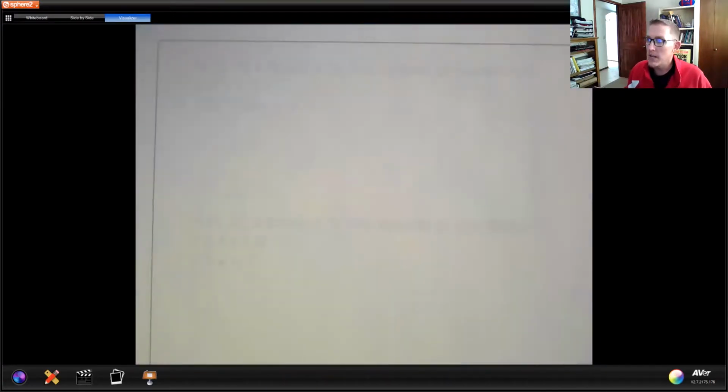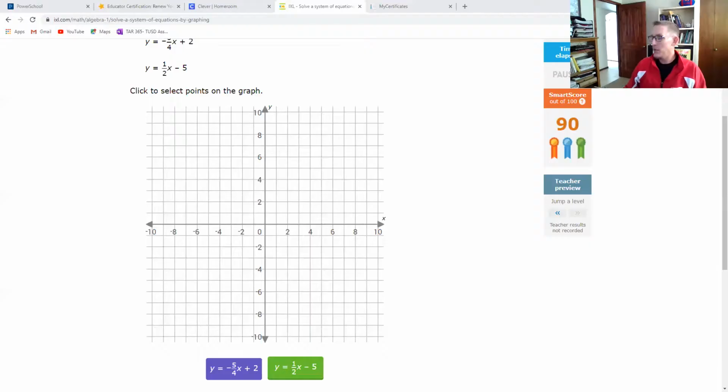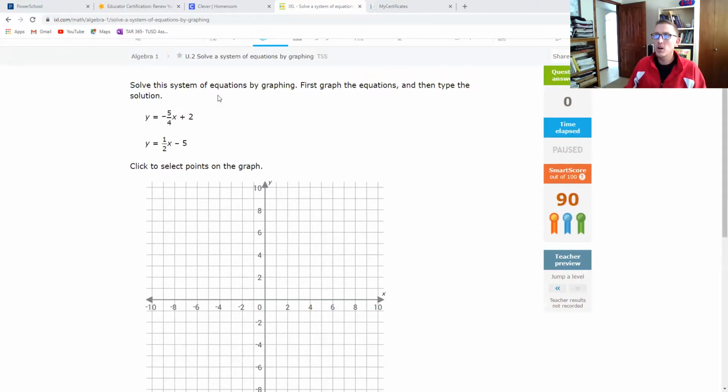So what I wanted to take a look at now, and let's stop sharing that screen, your assignments for the systems unit are going to mostly be on IXL. So what I want to do now is share screen so you can see how it's going to work on IXL for this particular assignment. So I'm going to bring this up here. You should now see the IXL screen. And it's going to start off at the top, solve the systems by graphing. First graph the equations, then type in the solution. So they're going to give you 2 equations here. And then on the grid, they're going to want you to graph it.